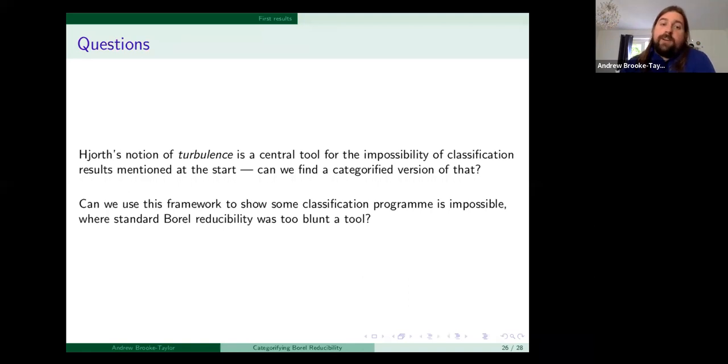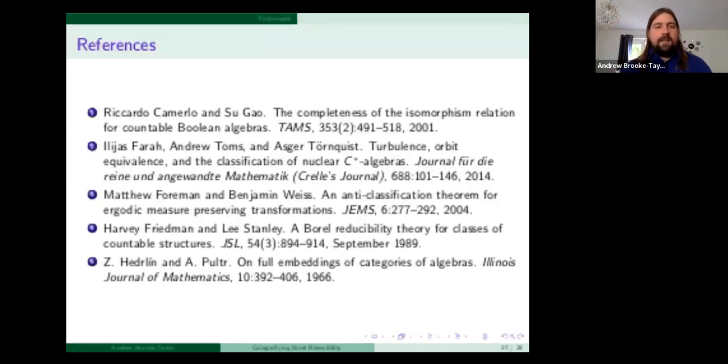And so the point of that is, can we use this framework to show that some classification program out there in the mathematical world is impossible to resolve, using it for an example where standard Borel reducibility was too blunt a tool? So those are the big targets that I'd like to get to one day.